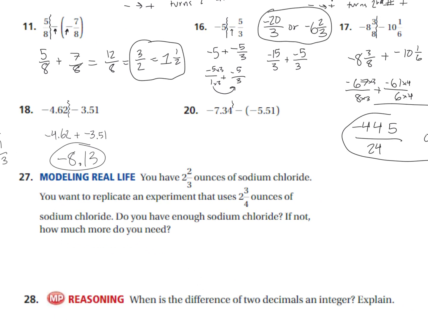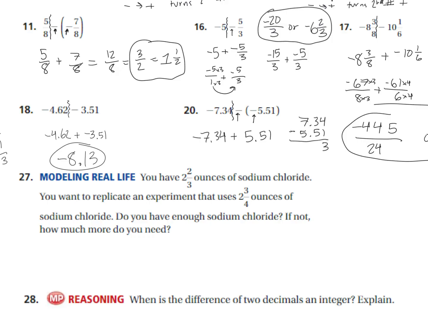For number 20, now I see there's 2 after the first number, so this is going to be a chop chop. Negative 7.34, chop chop. Make this positive. Okay, I have 2 opposite signs here, a negative and a positive, so we're going to subtract their values. 7.34 is the bigger value, so we'll put that on top.